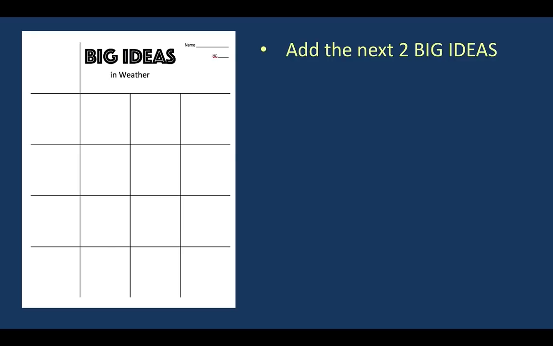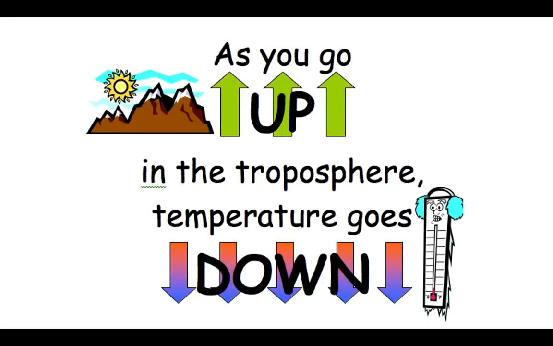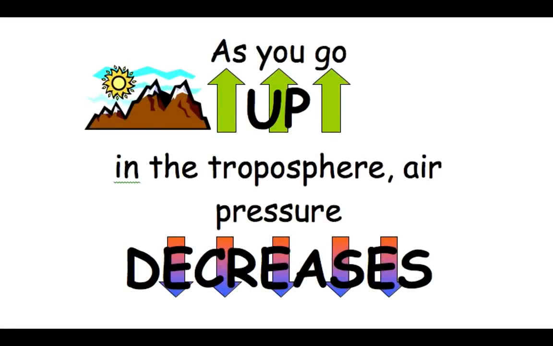Once you're done with that, pause if you need another second. But once you're done with that, we're going to use these next two boxes now for the next two big ideas, which both are going to come from what we were doing as we looked at the layers of the atmosphere. So as you go up in the troposphere, the temperature goes down. And as you go up in the troposphere, air pressure decreases.